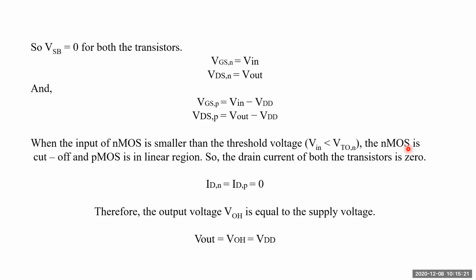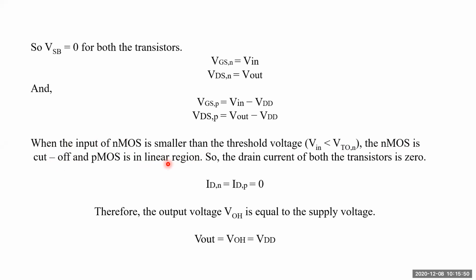If the logic input is not equal to 1, what happens? The NMOS will be off. That situation we call the cutoff region. The cutoff region is whenever a transistor is in the off state. If the input of the NMOS is smaller than the threshold voltage, then the NMOS will be in the off state. If NMOS is in the off state, what happens to the PMOS? PMOS will be in the working state, the turned on state. That turned on state of the PMOS, we call a linear region.